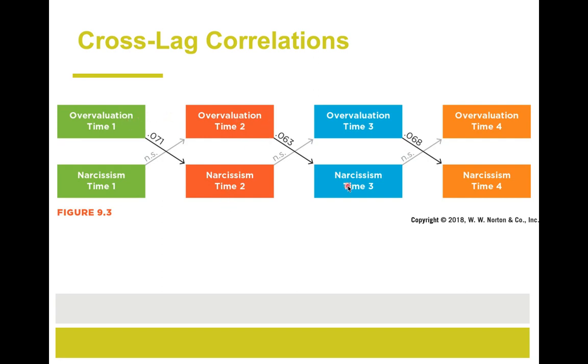So at every cross lag, we get the same pattern: overvaluation at time point 1 predicts narcissism at time point 2. Overvaluation at time point 2 predicts narcissism at time point 3, so on and so forth. And because this is only happening from overvaluation to narcissism, and because it's happening at each cross lag time point, we're pretty confident that overvaluation is the causal force on narcissism, because of our establishment of covariation, temporal precedence, and we're sort of controlling for the is it A to B or B to A problem.